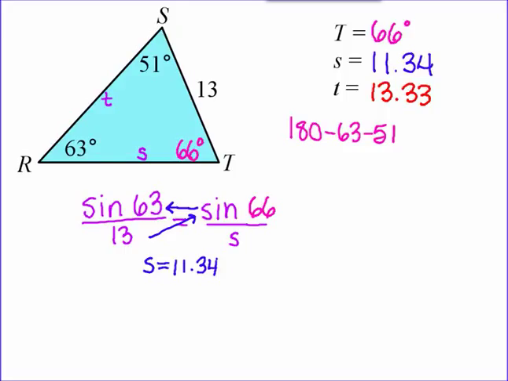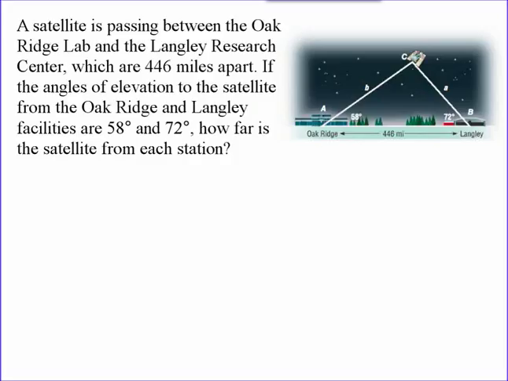Okay, very last problem we're going to look at today. A satellite is passing between the Oak Ridge Lab and the Langley Research Center, which are 446 miles apart. If the angles of elevation to the satellite from Oak Ridge Lab and Langley facilities are 58 degrees and 72 degrees, how far is the satellite from each station? So what I'm trying to find are A and B in the diagram. But in order to even find A or B, what do you need to do first? Find angle C.